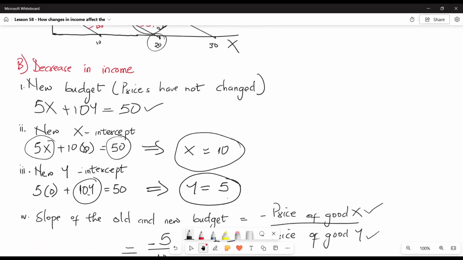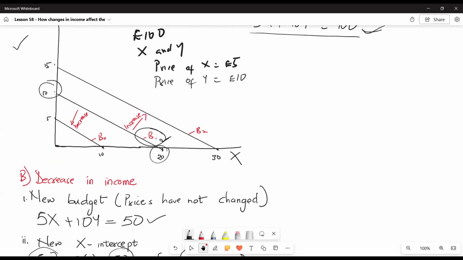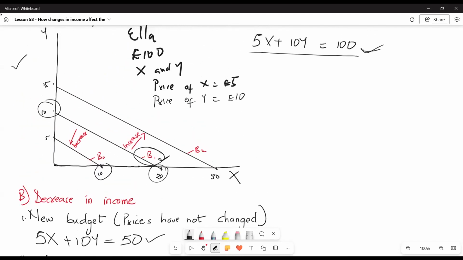Now let's see how this new budget line looks on the graph. We know that the X-intercept now is 10 and the Y-intercept now is 5. So we can see that when the income of Ella decreased, without a change in the price of either good X or good Y, the budget line shifted parallel to the left, which indicated a decrease. Even though the budget line has shifted, we can see that the slope has not changed. The slope of the original budget line is still minus 5 over 10, which is minus 0.5. And the slope of the new budget line, which is B0, is also minus 0.5.